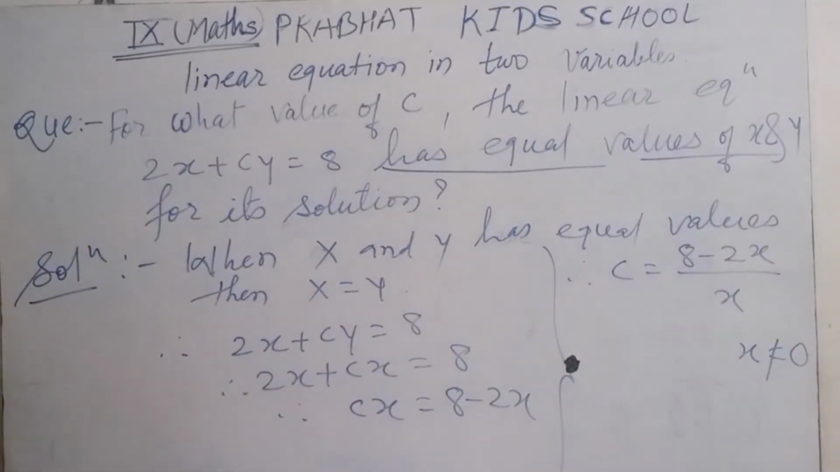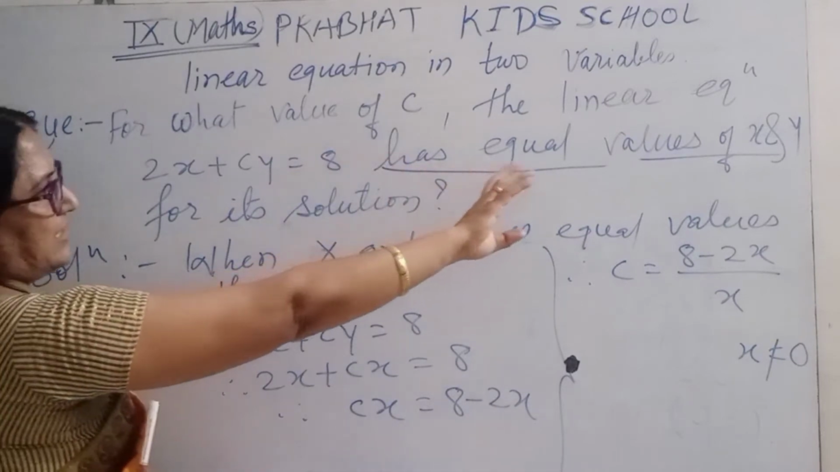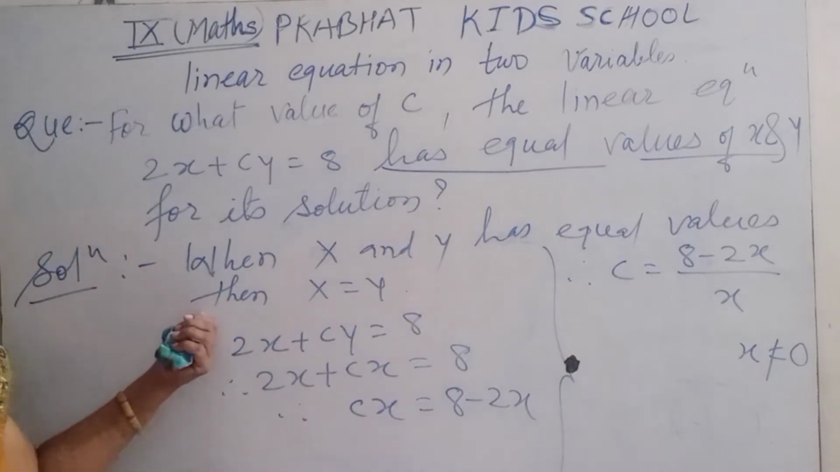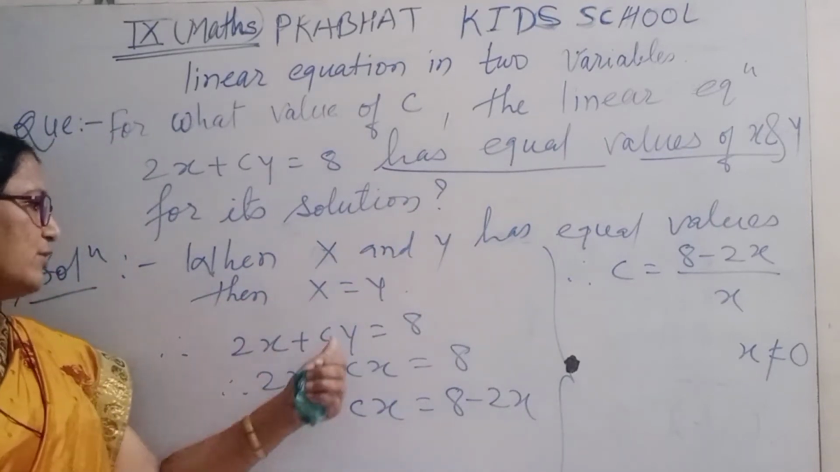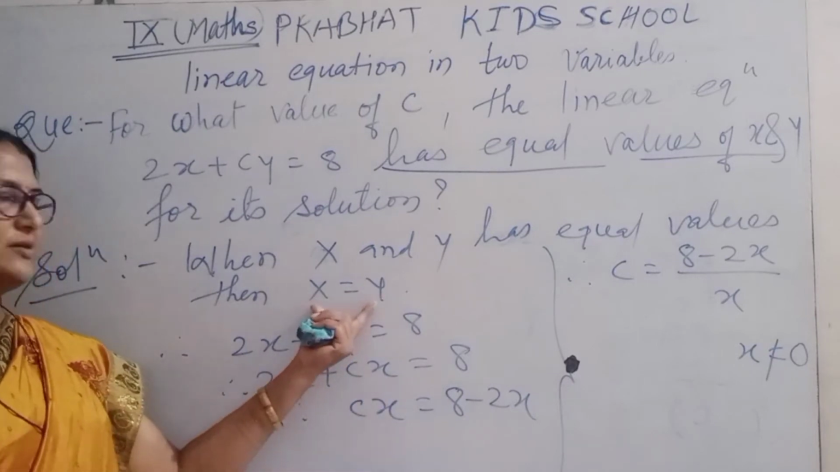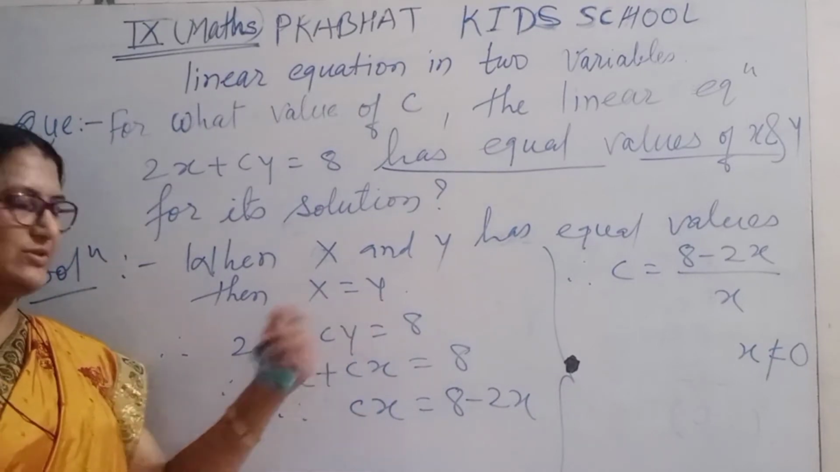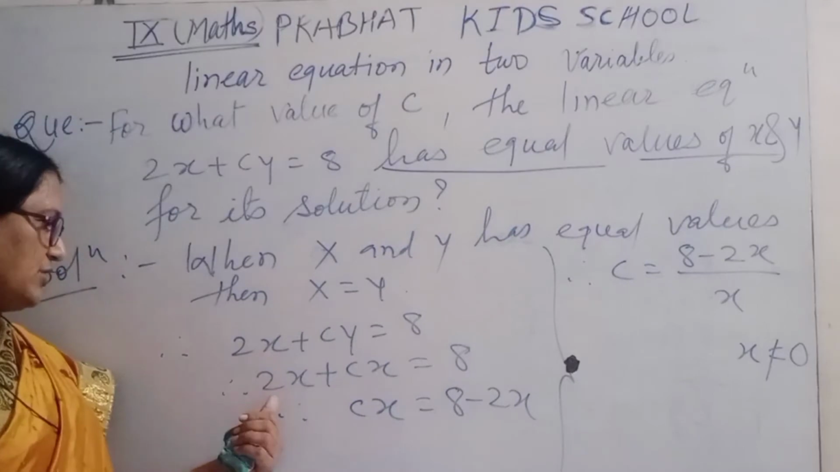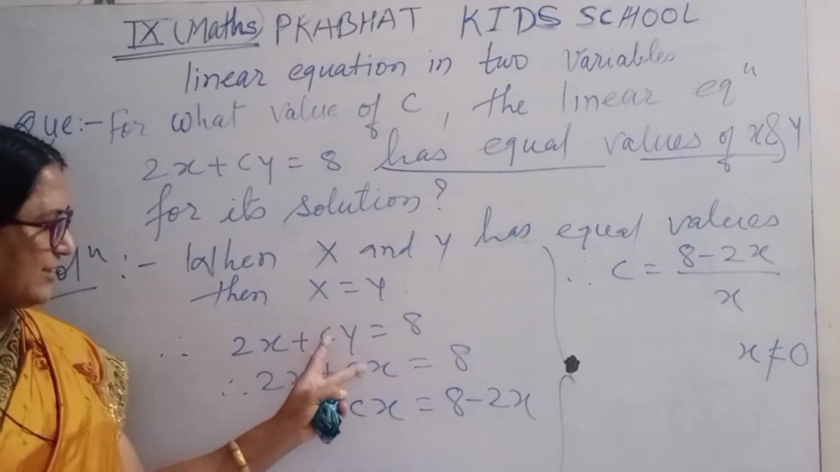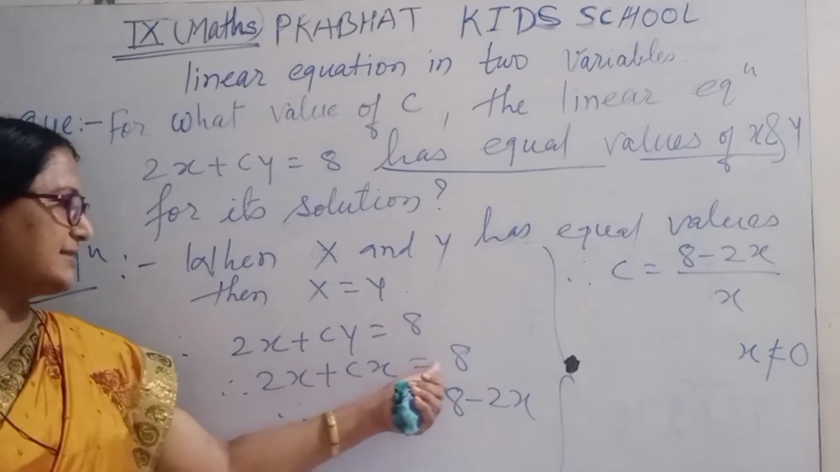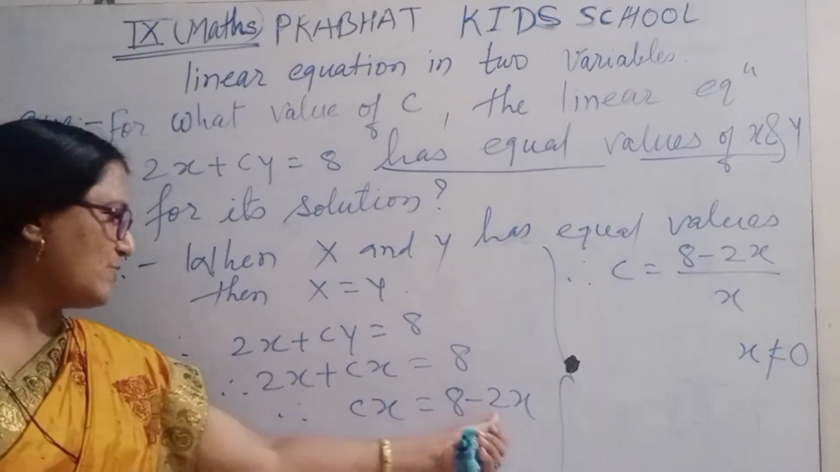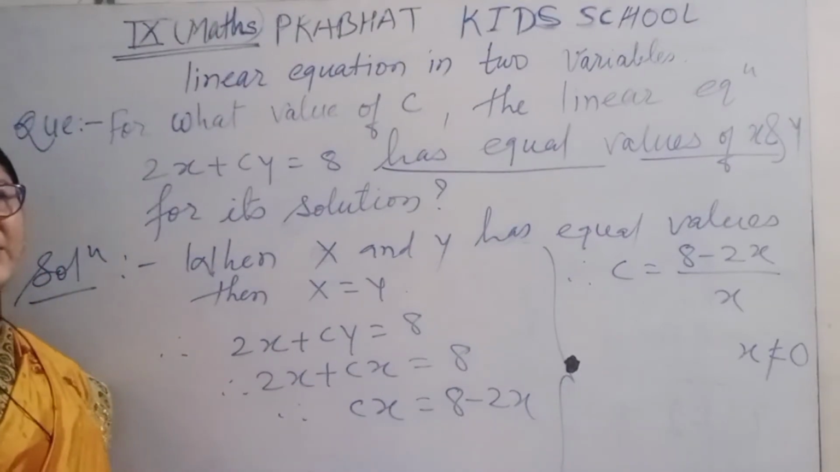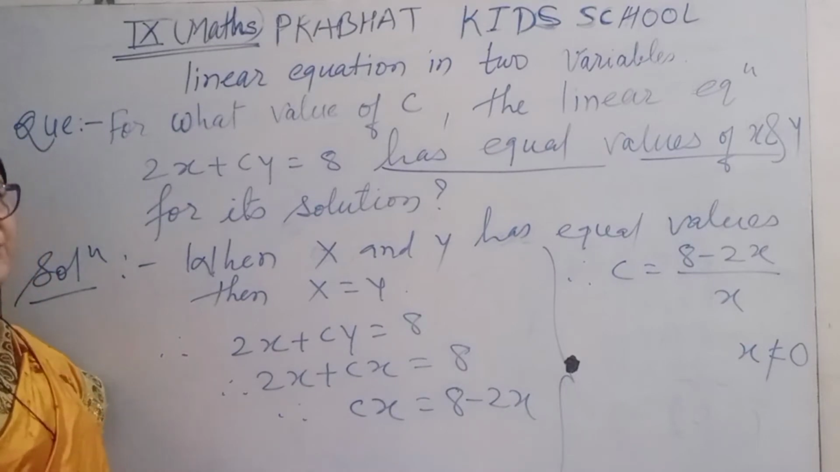What did I do here? The condition says that when x and y have equal values, then x is equal to y. Now instead of y, I use x because the question says x and y have equal values. That is why I rewrote the equation 2x plus cy is equal to 8 as 2x plus cx is equal to 8. Therefore cx is equal to 8 minus 2x, and c is equal to (8 minus 2x) divided by x, where x is not equal to 0. Clear?